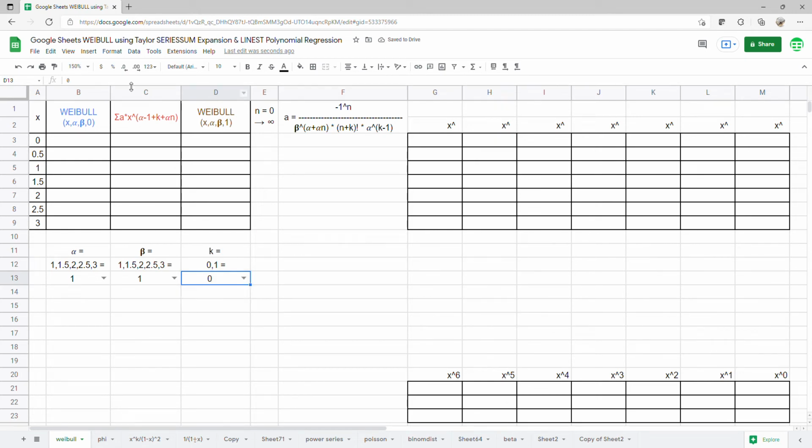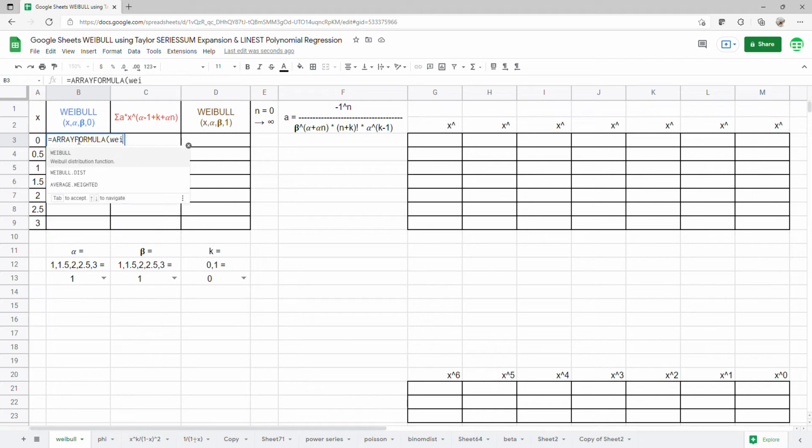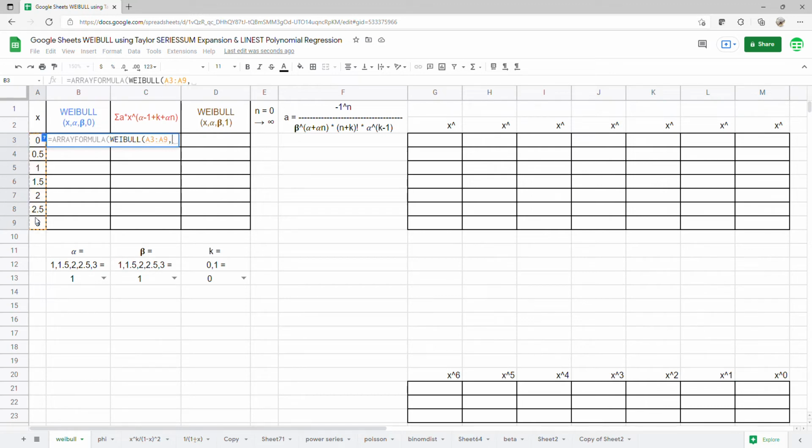Next, the dataset of the Weibull function in probability density function. Array formula, Weibull of the x values and our alpha, our beta, and 0 because this is just the probability density function, not cumulative.